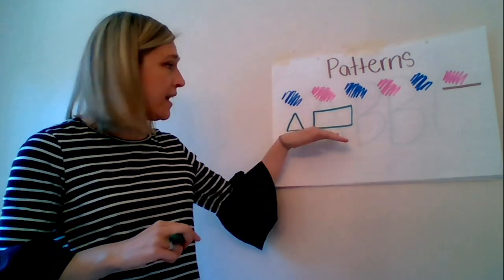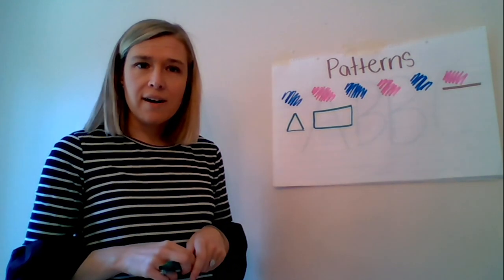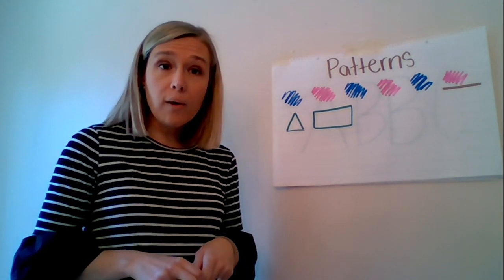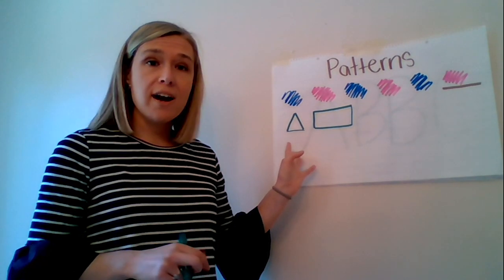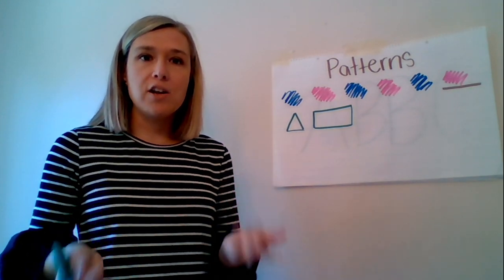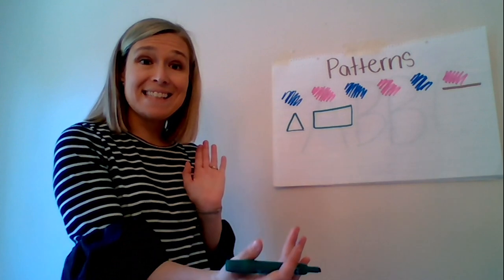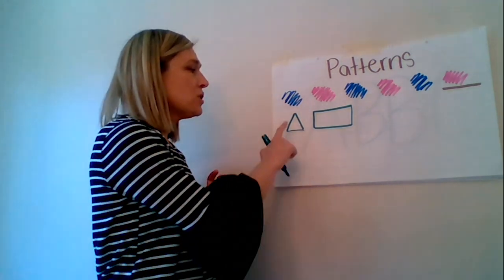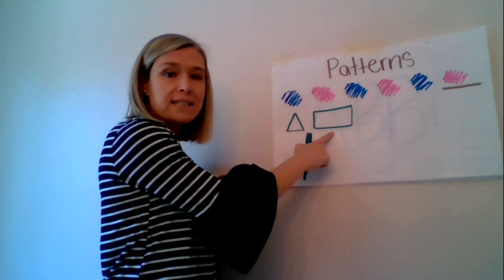This section right here is called the core. Say it with me. Core. A core is the part of the pattern that repeats over and over and over again, so we can extend it or make it longer. So I have triangle, rectangle.